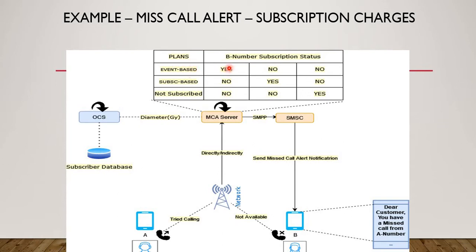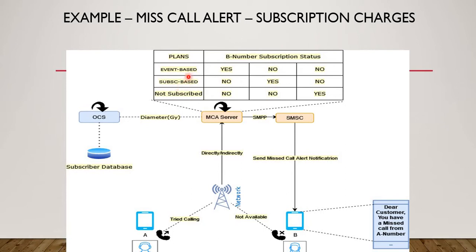Yeah, so these are the three possible conditions. Either subscriber B number will be having this status with respect to the subscription, or this, or this. So three scenarios will be there. Let's talk about the first scenario.